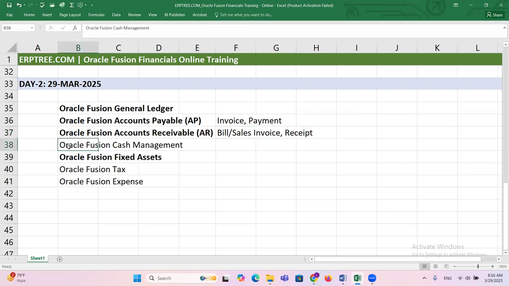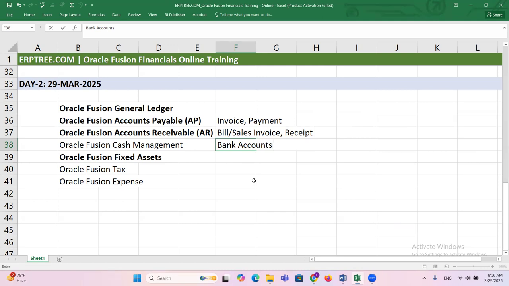And what can we do within the cash management application? Within the cash management application, primarily we maintain the bank accounts which are owned by the company. If any company is going to use Oracle Fusion applications to maintain their business data, whatever bank accounts they have in their organizations, that information we can maintain within the cash management application. So primarily bank accounts we can maintain by using the cash management application.